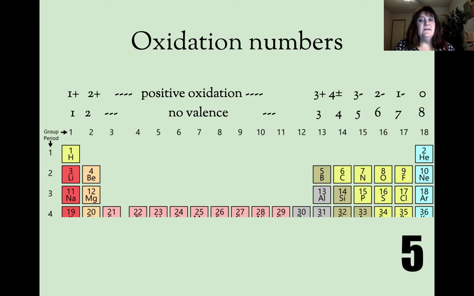Group 14 is 4 plus or minus. Group 15 is 3 minus. Group 16 is 2 minus. Group 17 is 1 minus. And group 18 is 0.